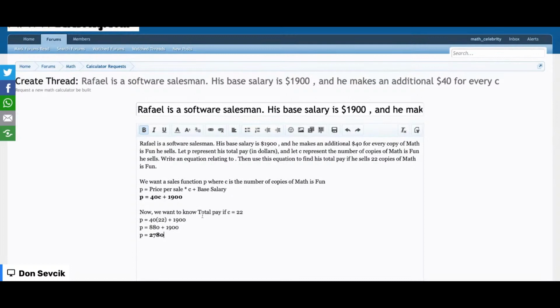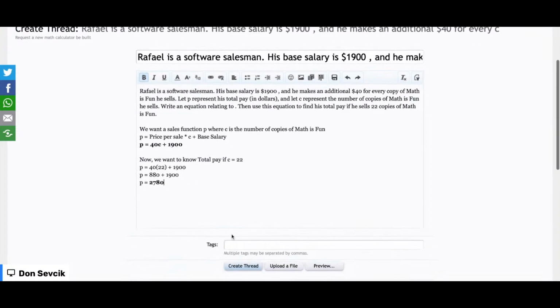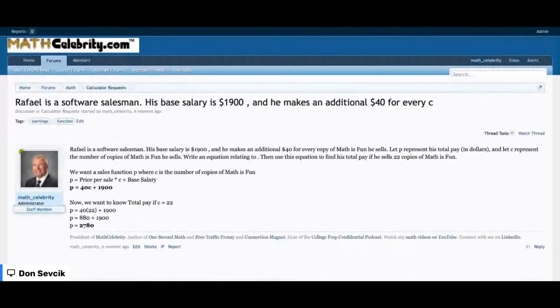All right. We did two things here. We built a sales function or an earnings function, and then we plugged in a value for C for that earnings function to get total pay. So this is the earnings function. That's that.